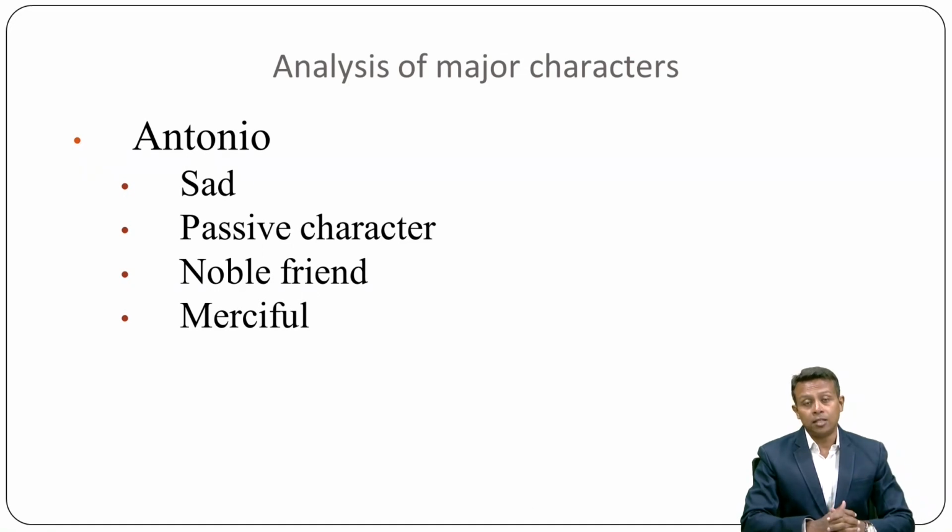Antonio at that time is merciful enough to not take the wealth of Shylock. In fact, he then asks that whatever wealth he is supposed to inherit should be passed on to Shylock's daughter Jessica and definitely to Lorenzo.